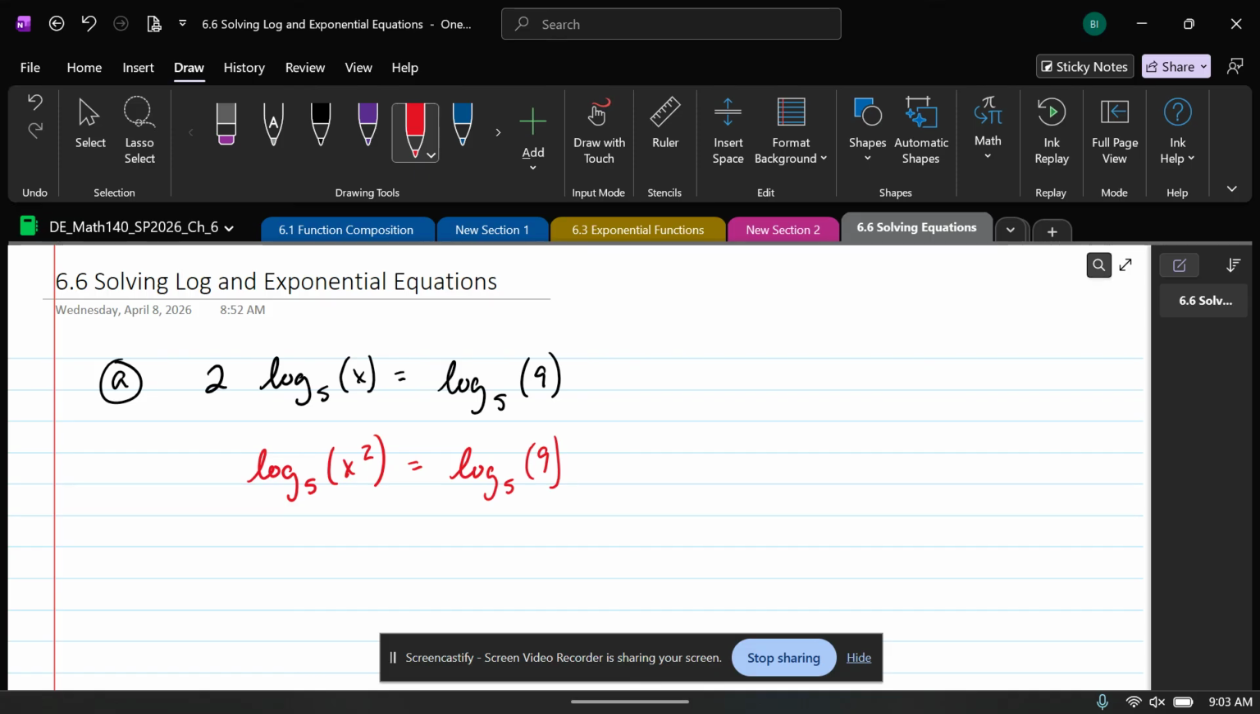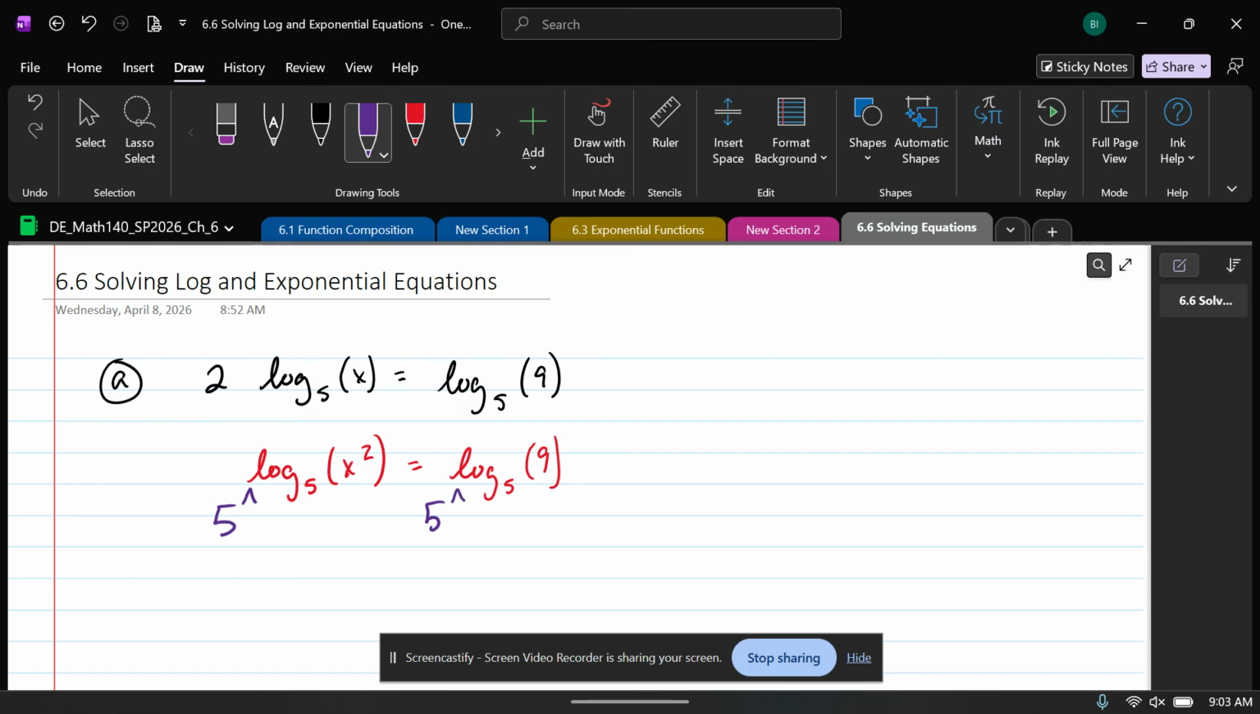Okay, so when you have log base 5 of x squared is equal to log base 5 of 9, what's going to happen is the logs are going to go away, and you're going to get x squared equals 9. The math that makes that happen is the inverse of a logarithm is an exponential. Okay, so we're going to exponentiate. That's the term for the math that we're doing with a base of 5. So we're going to make 5 the base.